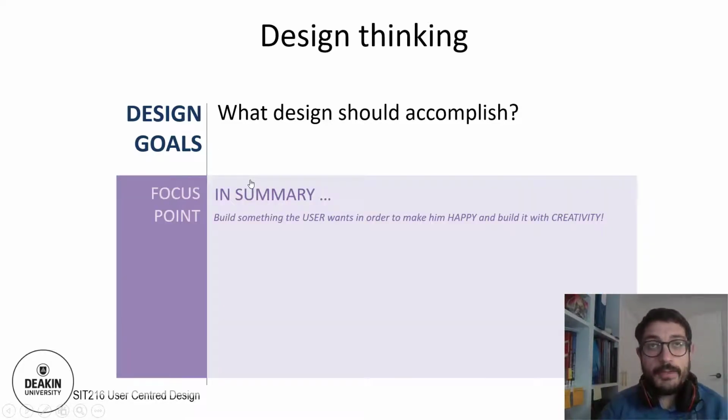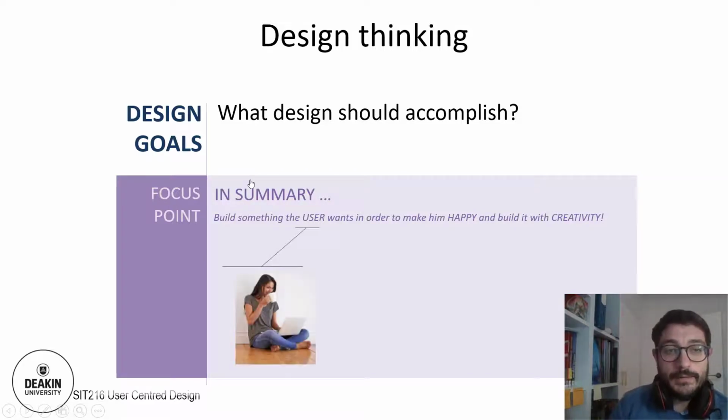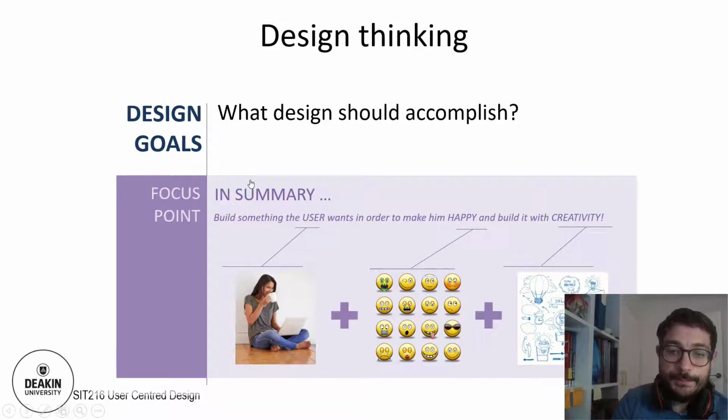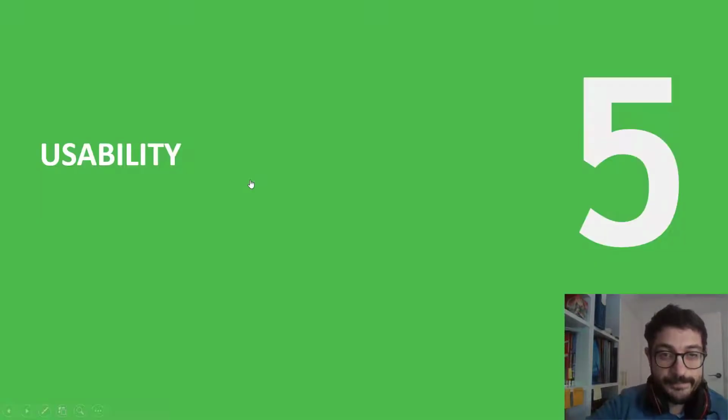So in summary, what is it that we're trying to say here? We're trying to say that we want to build something that the user wants in order to make him happy, and build it with creativity. So these are the three big steps. And let's think about usability.